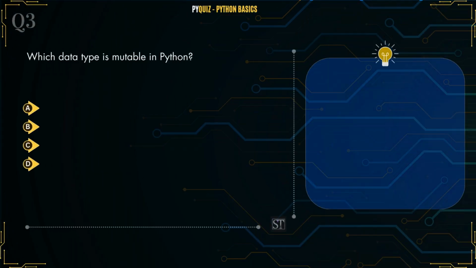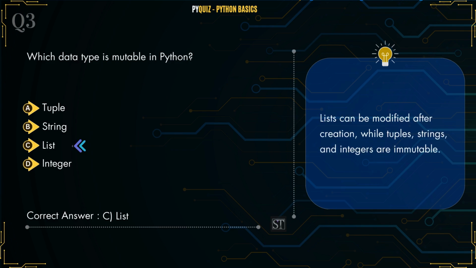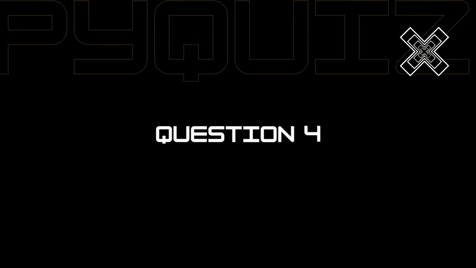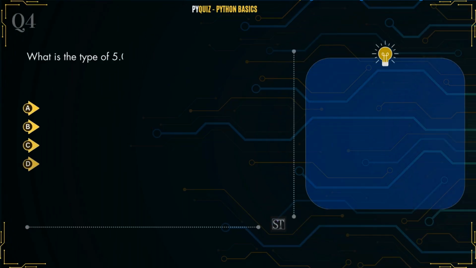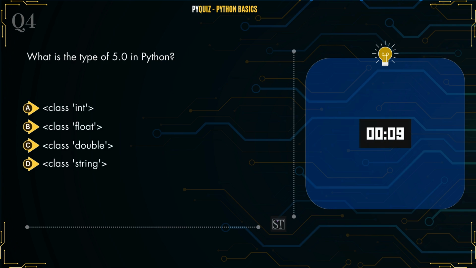Which data type is mutable in Python? The correct answer is C. What is the type of 5.0 in Python? The correct answer is B.